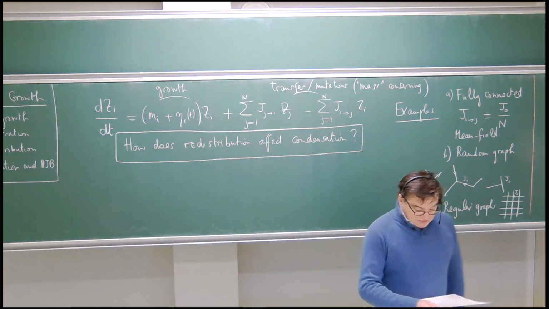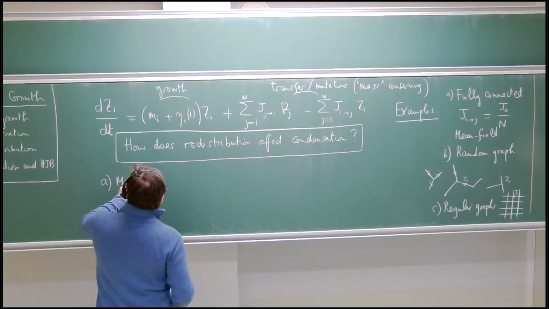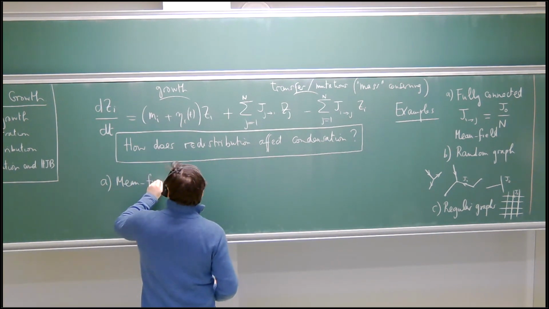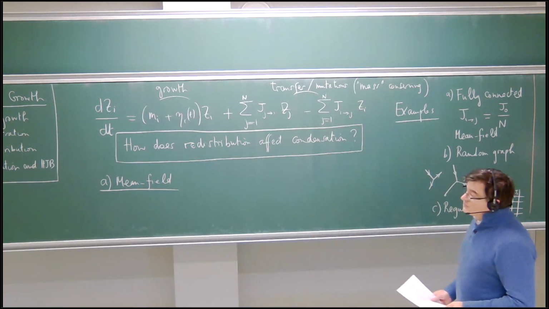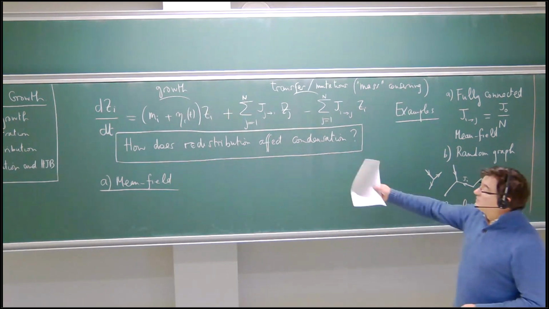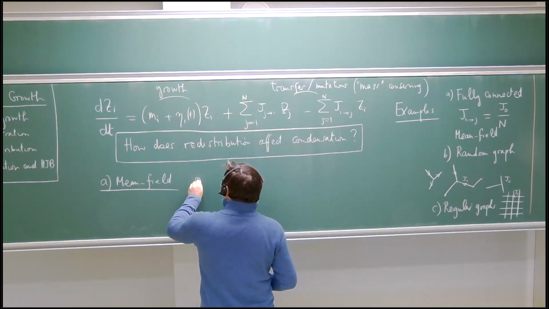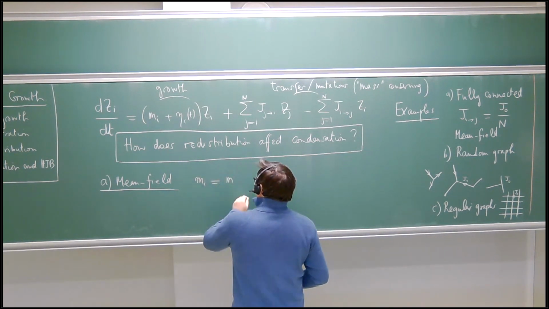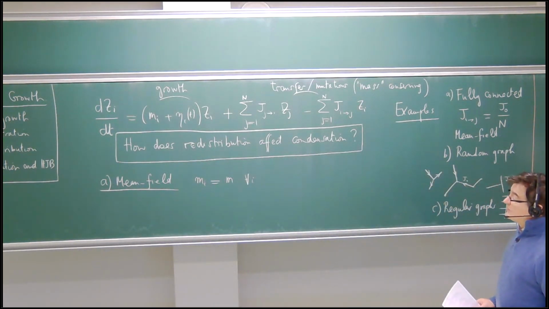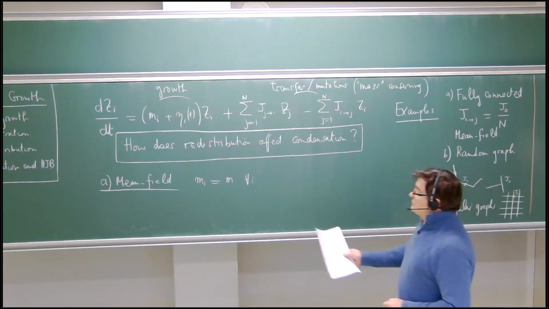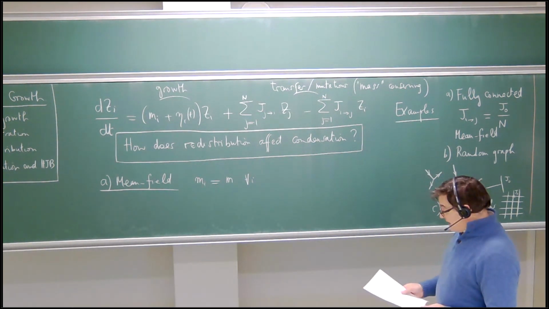So what I'm going to consider first here is the mean field limit, because you're going to see that it's interesting in itself, and we'll find a first conclusion about the role of redistribution on condensation. So I'm going to assume for now that all the m_i's are equal to m. So sites are growing at the same average rate, m. Of course, there are fluctuations that are independent, but the average growth rate is the same.